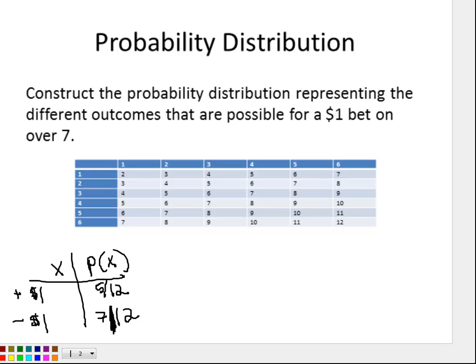This is supposed to be a fraction bar. Sorry, can't do it. This is what I'm trying to do. There we go. All right.